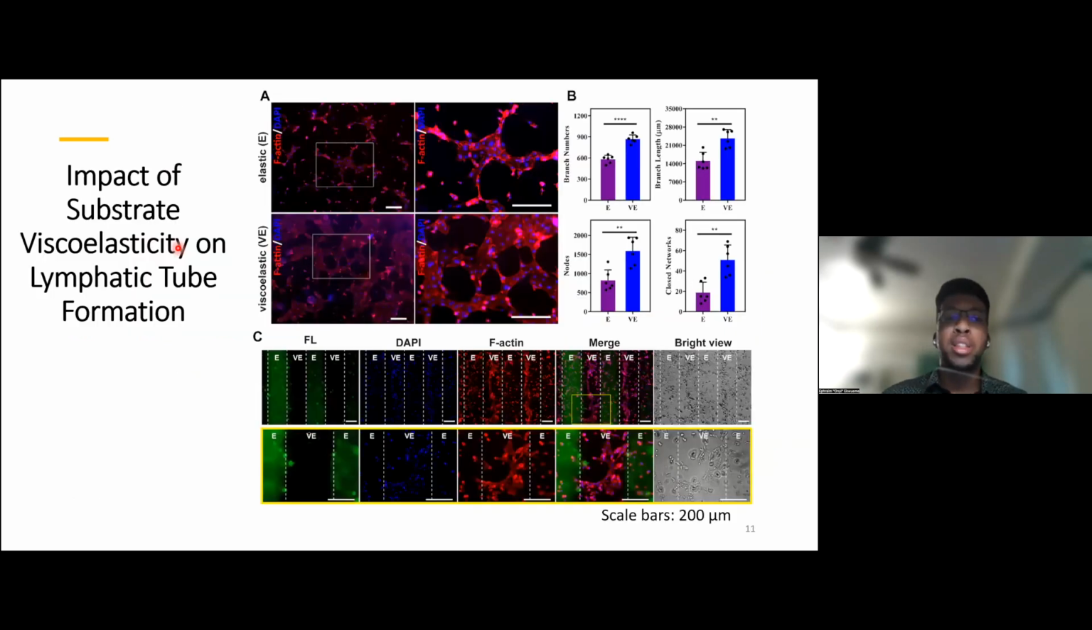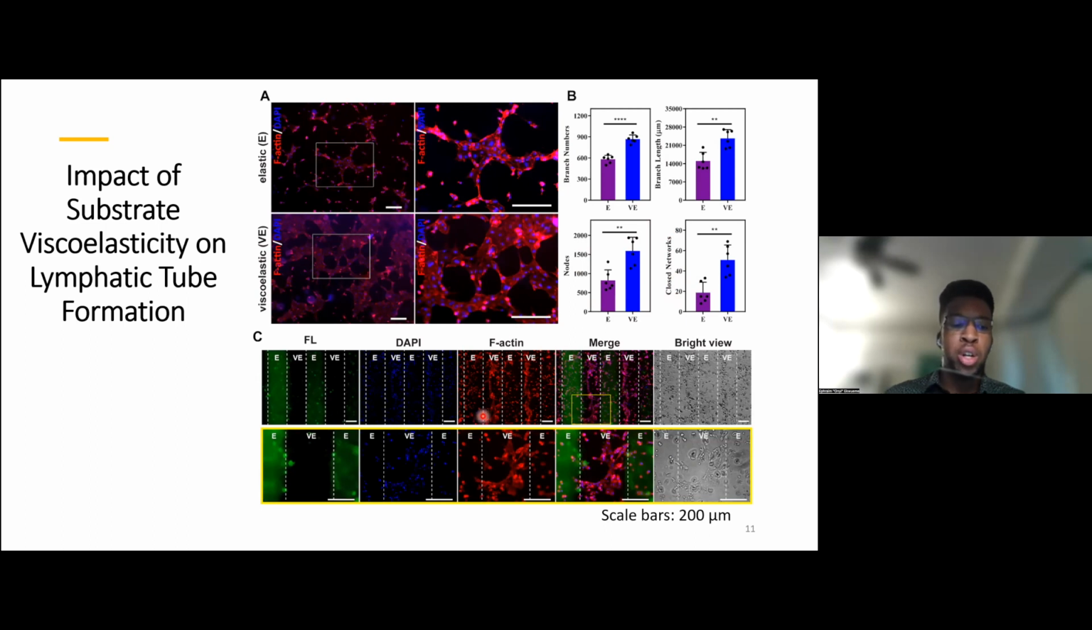This is the impact of the substrate viscoelasticity on the lymphatic tube formation. Over here, we have the representative images of the lymphatic endothelial cells, the LECs, on the elastic and viscoelastic hydrogels. You can see there's more tube formation over here on the viscoelastic hydrogel than the elastic hydrogel. And we were able to quantify this with the branch numbers being increased on the viscoelastic hydrogel, the branch length increased on the viscoelastic hydrogel, the nodes and the closed networks also increased on the viscoelastic hydrogel.